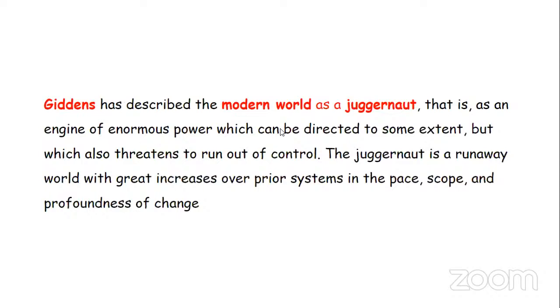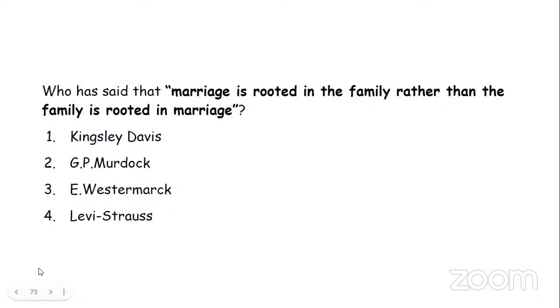So, Giddens has described the modern world as a juggernaut, that is, as an engine of enormous power which can be directed to some extent, but which also threatens to run out of control. And the juggernaut is a runaway world with great increases over prior systems in the pace, scope, and profoundness of change. So, the right answer is Giddens. Now, to our next question.